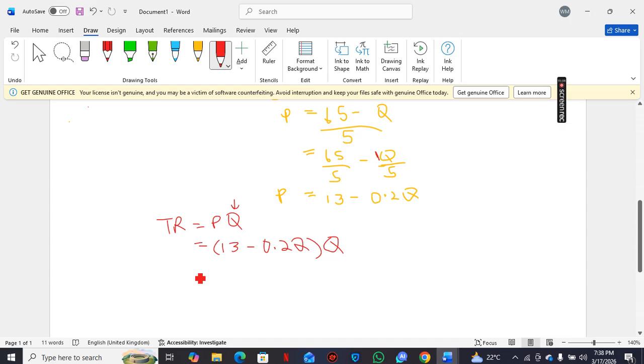Then you expand the expression. Q times 13, you get 13Q. Minus Q times 0.2Q, you get 0.2Q squared. So this is the total revenue function. Any questions?